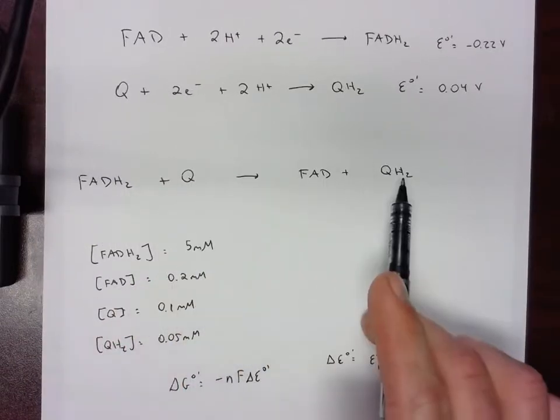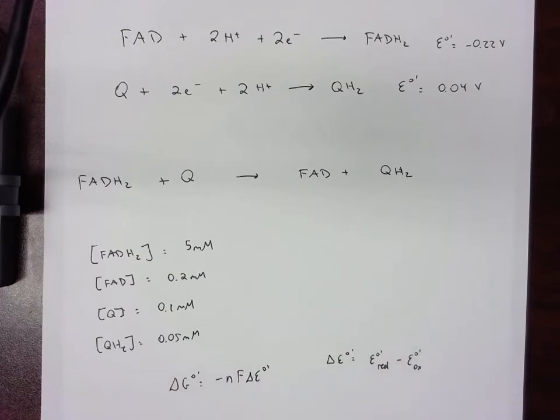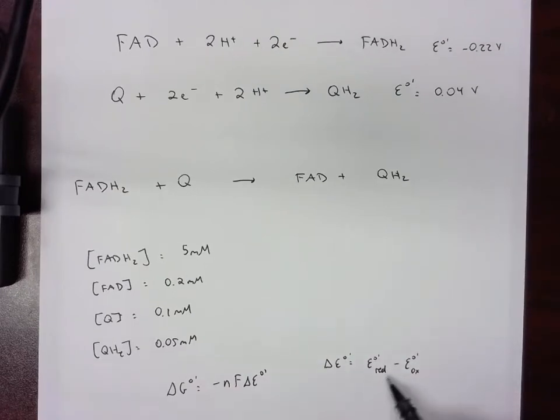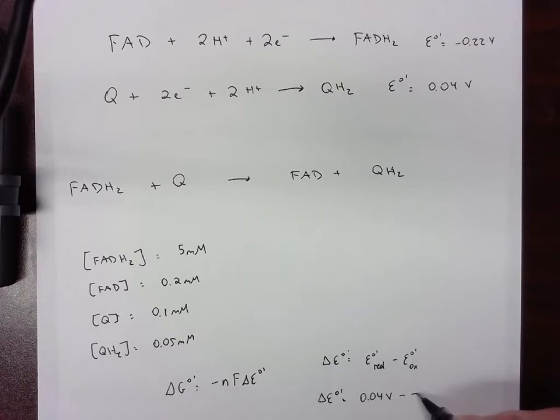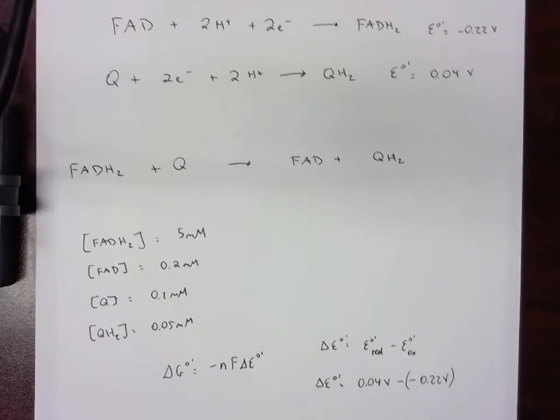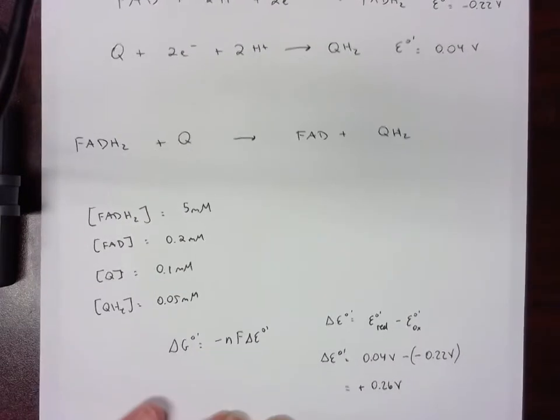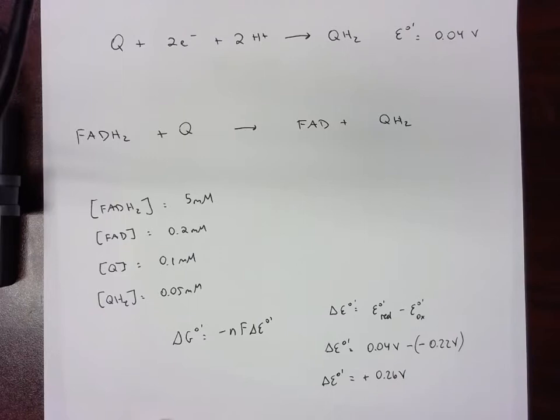Because Q is being reduced, I'm going to put it first, and FADH2 is getting oxidized, so I'm going to put it second. I'm not going to change any signs up here. I'm just going to put those numbers where they belong. The species being reduced goes here, species being oxidized goes here. So it's 0.04 volts minus negative 0.22 volts. Which of course is going to yield a positive 0.26 volts. So if it's positive, that means it is going to be spontaneous under standard conditions.